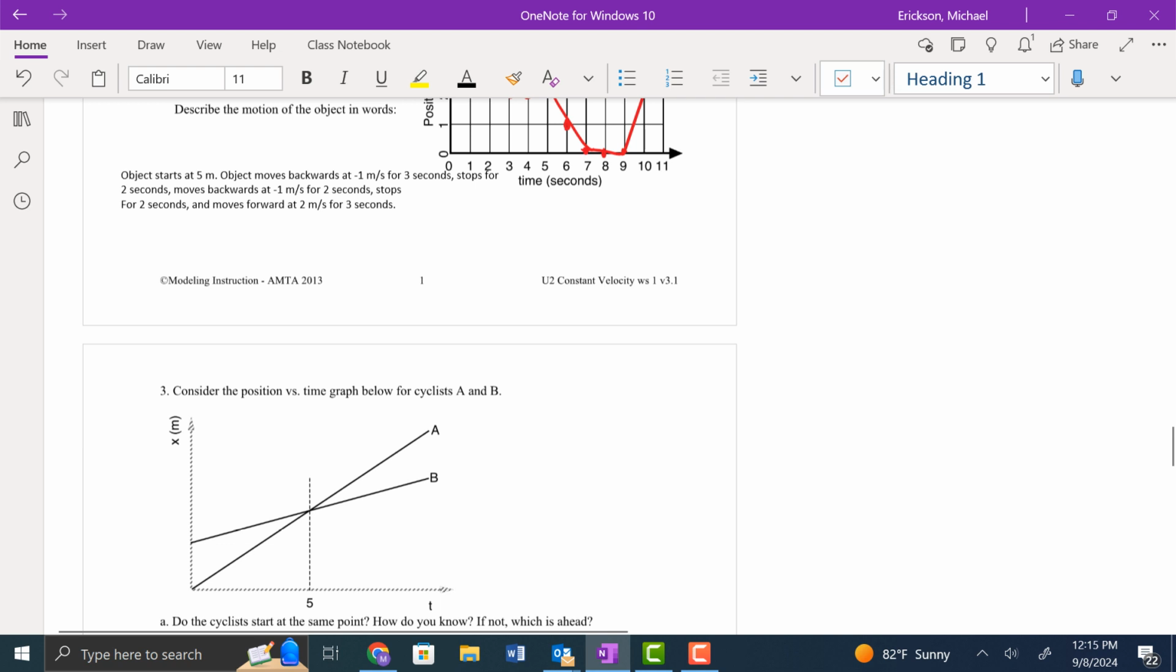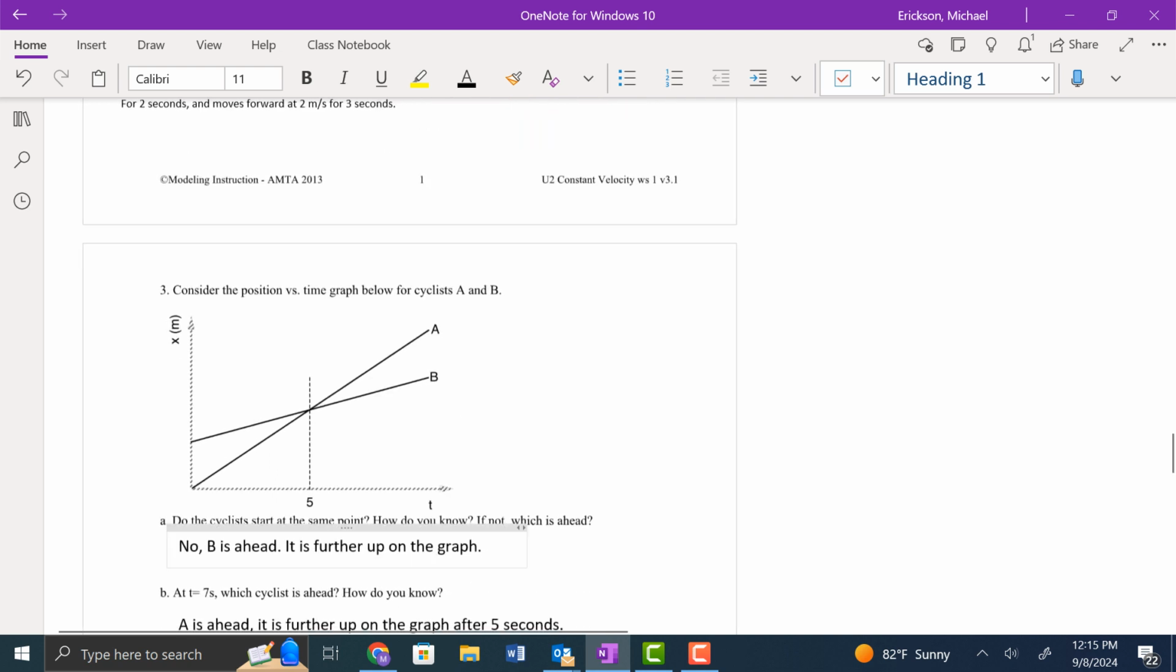Do the cyclists start at the same point? How do you know? They do not. B is higher up than A, and I can see that literally on this position time graph. B is literally higher than A on the graph. So let's say B's at like 2 meters, A's at 0 meters. So no, B is ahead. At 7 seconds, which cyclist is ahead? Well, after 5, A is always higher up on this graph than B. So I know A is ahead anytime after 5 seconds.